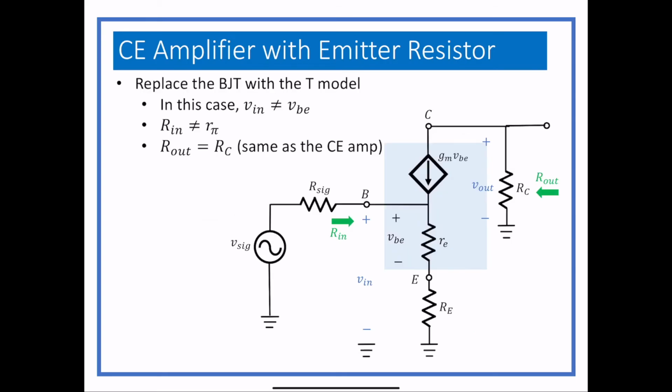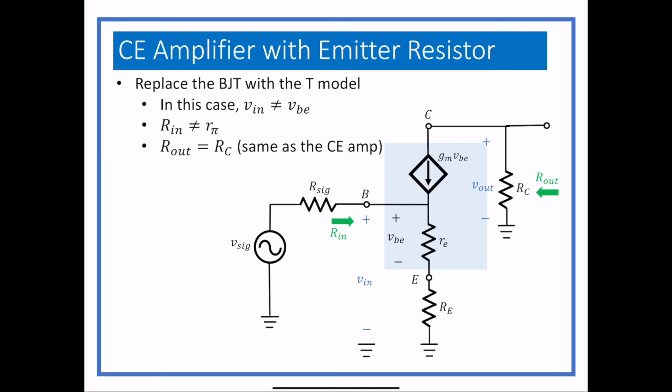And when we do that, remember, and this is the same as with the MOSFET amp, Vπ and VBE are not the same, because now Vπ goes from the base to ground, and the emitter is not connected to ground. So Vπ is actually VBE plus IE RE.